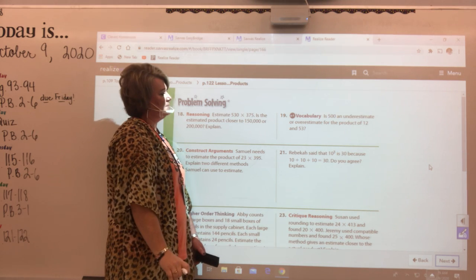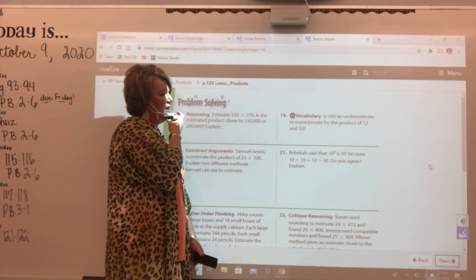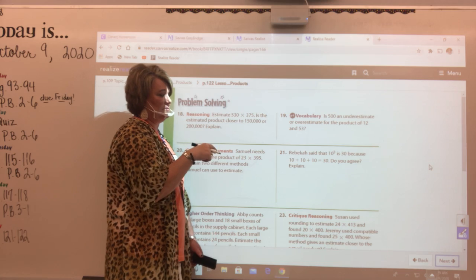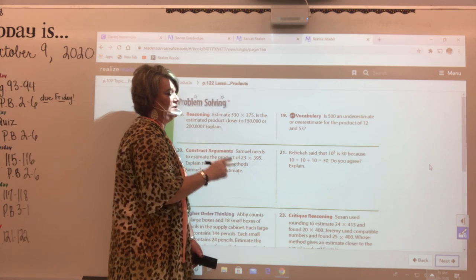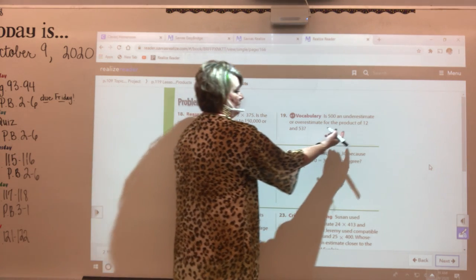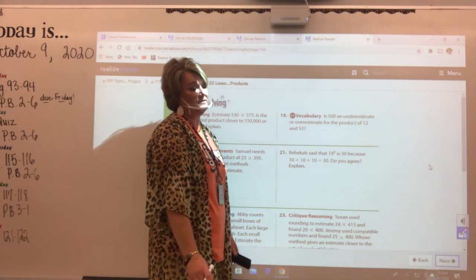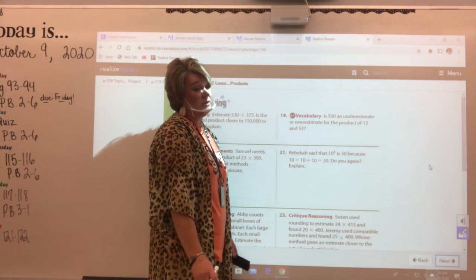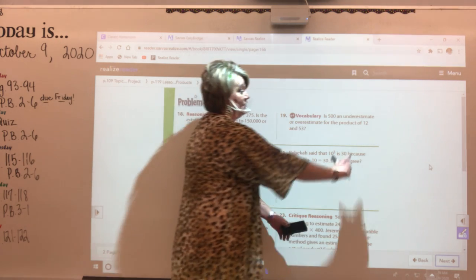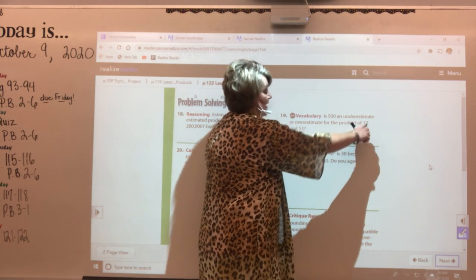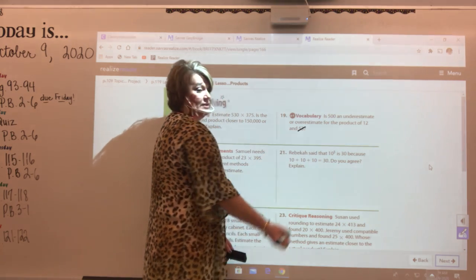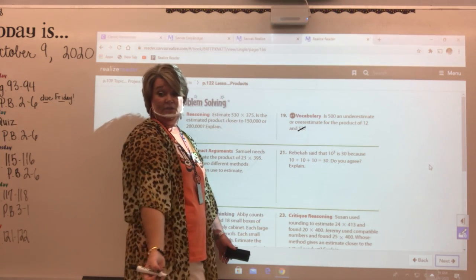Number 19. Is 500 an underestimate or overestimate for the product of 12 and 53? So we've got to round these 2 numbers. And I'm going to be honest, I don't really want to round 12 to anything because I think you should know your 12s, okay? So I think 12 should stay as 12. But I think we should change 53 to something. What do y'all want 53 to go to?